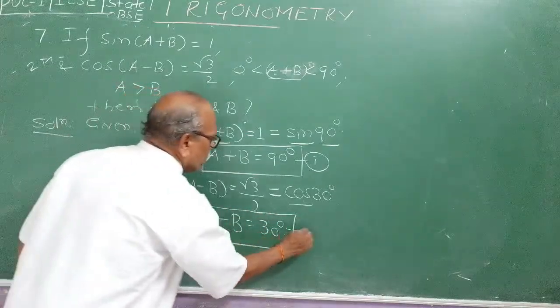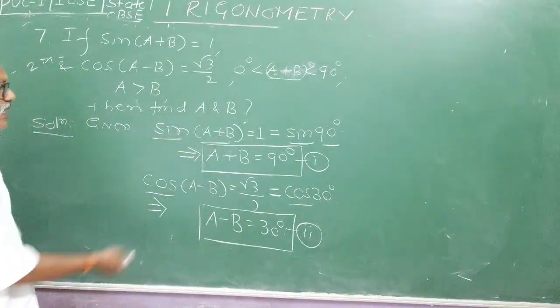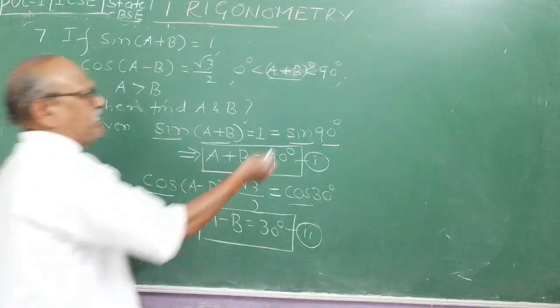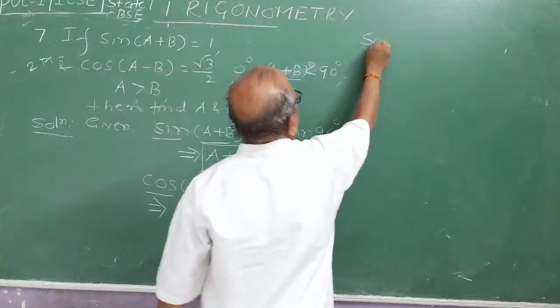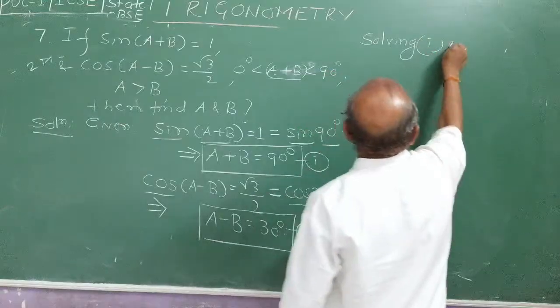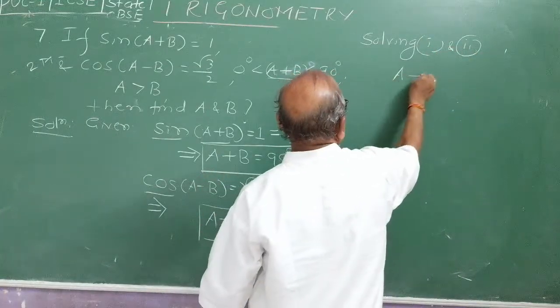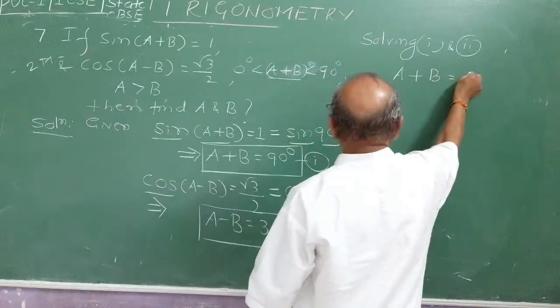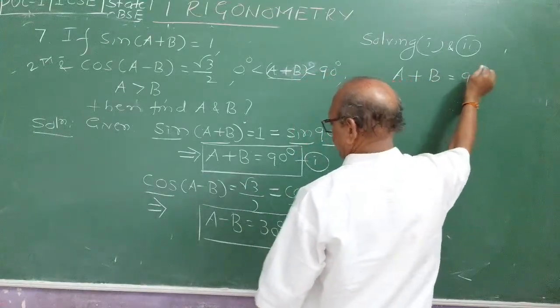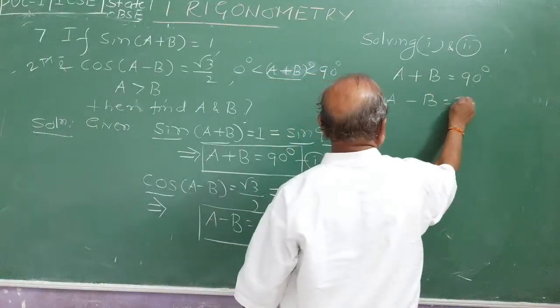You got 2 equations. You studied, you are going to study, how to solve them simultaneously. Solving 1 and 2 by elimination method. Write them one below the other. A plus B is equal to 90 degree. Then you have A minus B is equal to 30 degree.